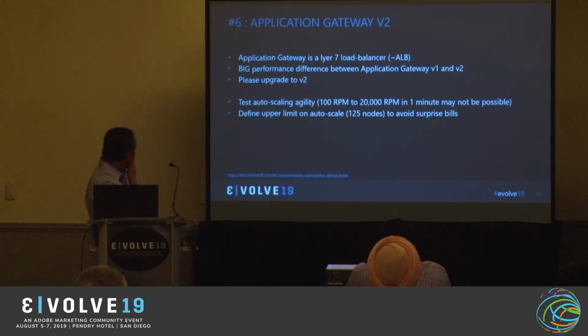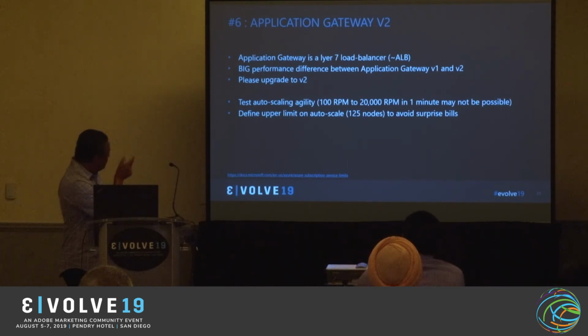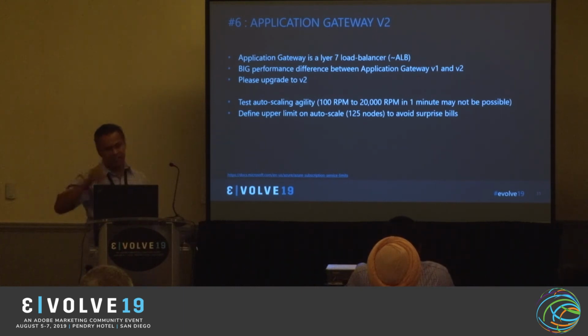And then, auto-scaling itself, the upper limit is 125 nodes for auto-scaling. I don't think anybody wants that, because if you come under a DDoS attack, you might end up with a really big bill at the end of the month for no good reason. So you probably want to limit the upper range of your auto-scaling for financial purposes.